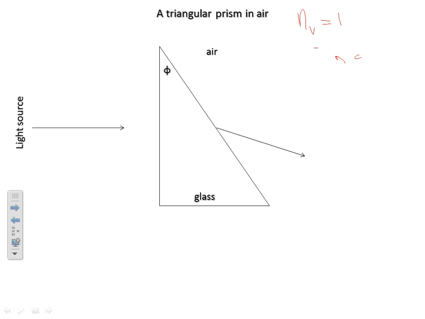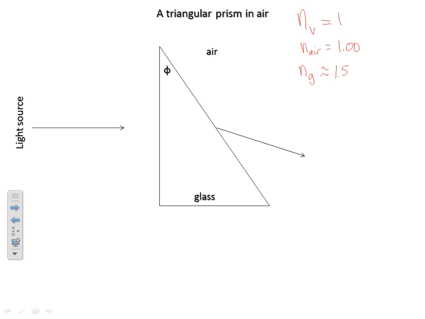N of air is pretty close to 1. We'll just call it 1, close enough. N of glass, everything else is bigger than that. Depending on what kind of glass, we'll say it's about 1.5. That's something to know.